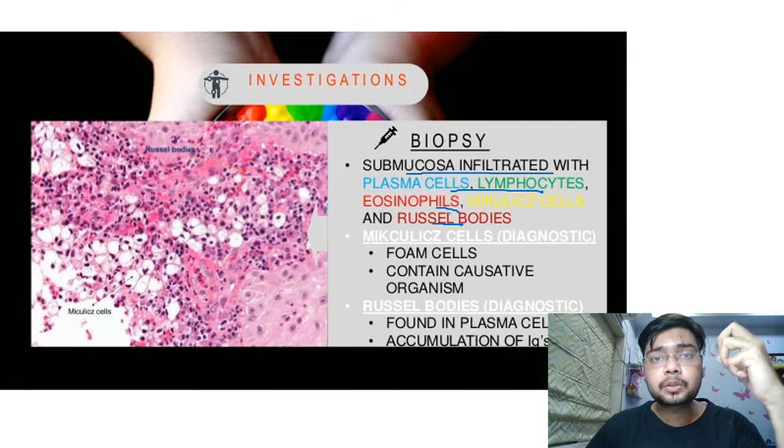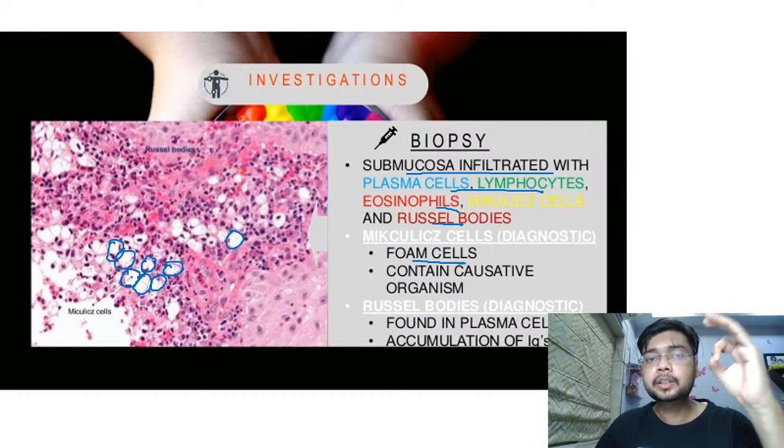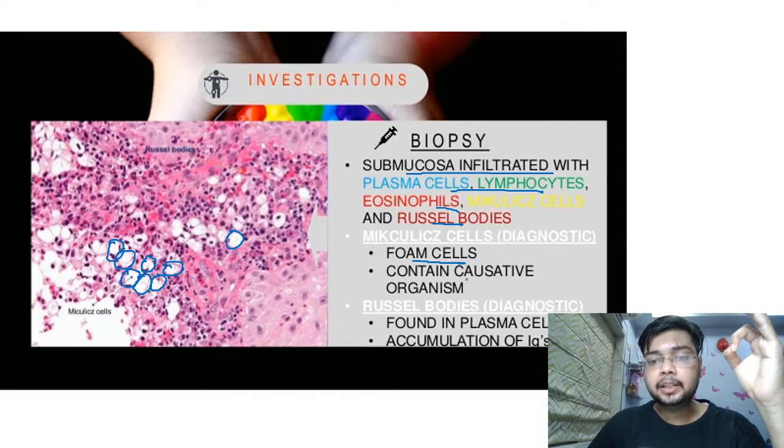Now what are these Mikulicz cells? These Mikulicz cells are diagnostic for rhinoscleroma. These are the foam cells that will appear like this. So these foamy cells are the Mikulicz cells that you can see. They can give you histopathology, a clinical picture for the diagnosis. They contain the causative organism, that is Klebsiella rhinoscleromatis.